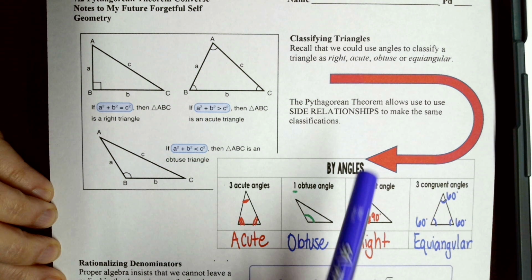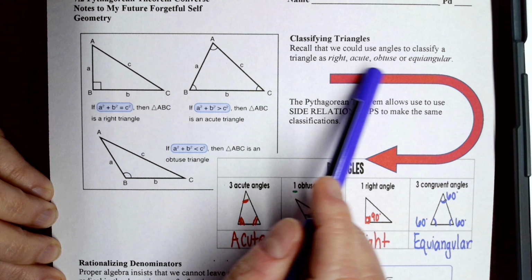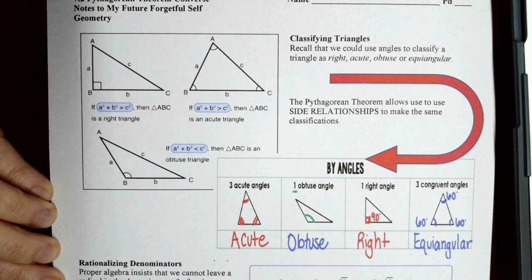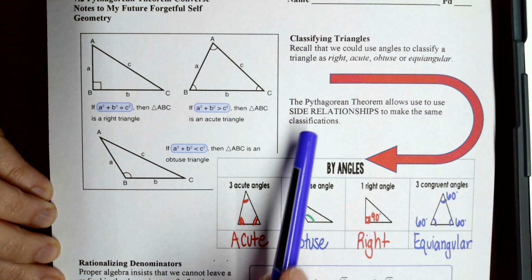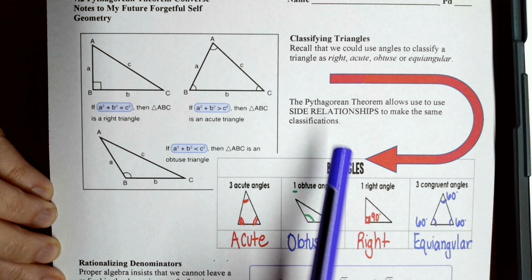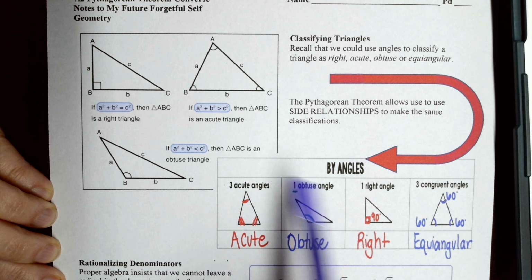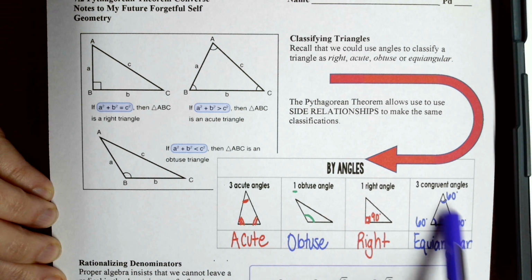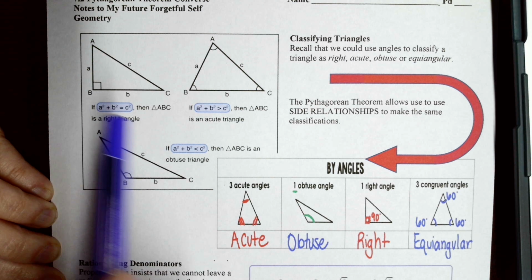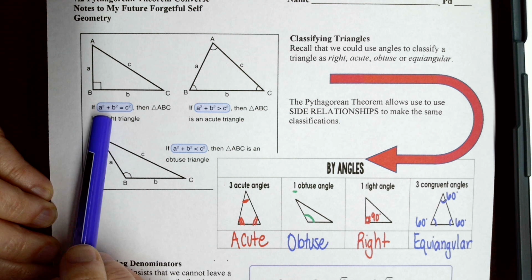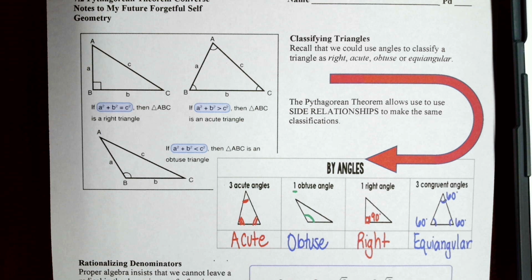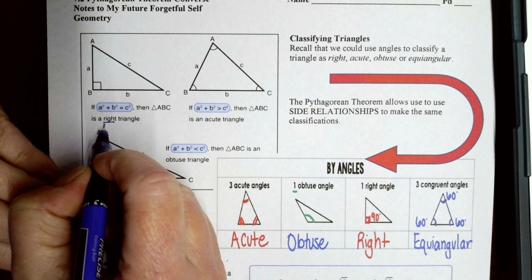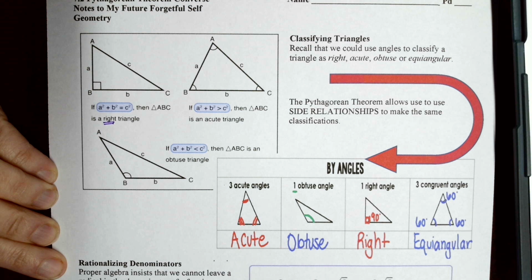Now, at that time, we could only use those measurements if we knew their angle sides. That's all we could do. Pythagorean theorem allows us to use side relationships, though, to talk about the angles. All right, so we know if a squared plus b squared equals c squared, if that's true, then we've just shown that it's a right triangle. We've been able to talk about an angle measure just by knowing the sides.